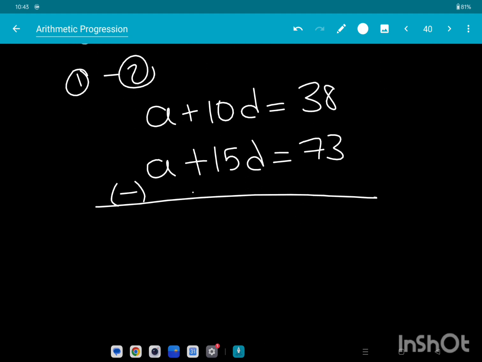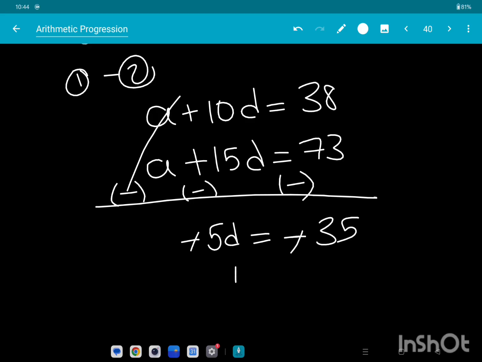If I subtract, minus, minus and minus, A minus A cancel and here I will get minus 5D is equal to, if I subtract 38 minus 73, here it is minus 35. Minus minus cancel, D is equal to 5 ones are, 5 sevens are 35. So the D value is 7. So I find the D value as 7.